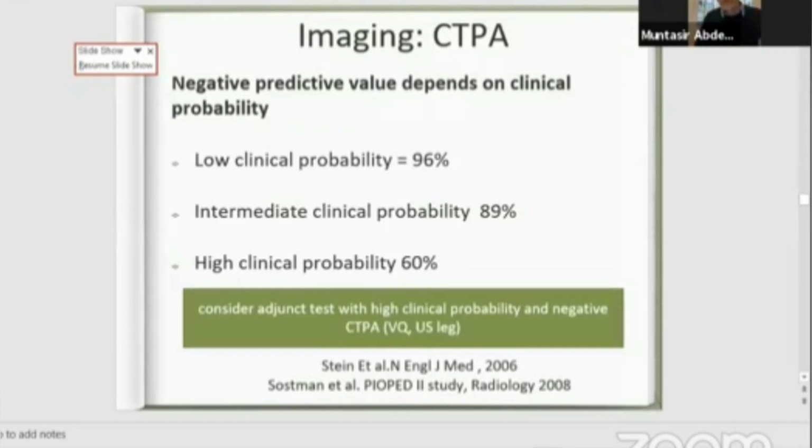Having said that, we don't do that in practice. Actually, in our practice now, if the CTPA is negative, then pulmonary embolism is excluded. So are we doing the right thing? Let us see more studies. Can we go to the next slide, please?